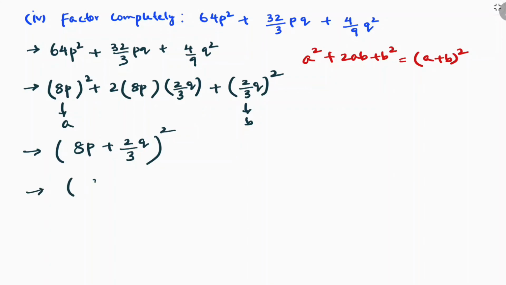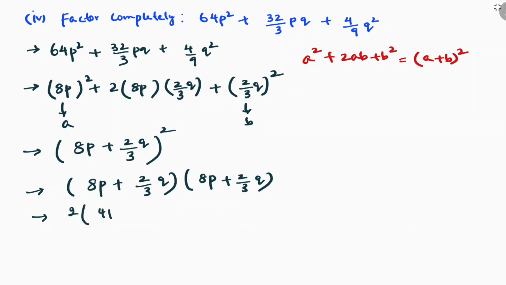Or I can write 8p plus 2 by 3q into 8p plus 2 by 3q. Here, if you observe carefully, you can take 2 common in the numerators in both the terms. So here I'll take 2 common. So I'll get 4p plus 1 by 3q into, again 2 common, 4p plus 1 by 3q.